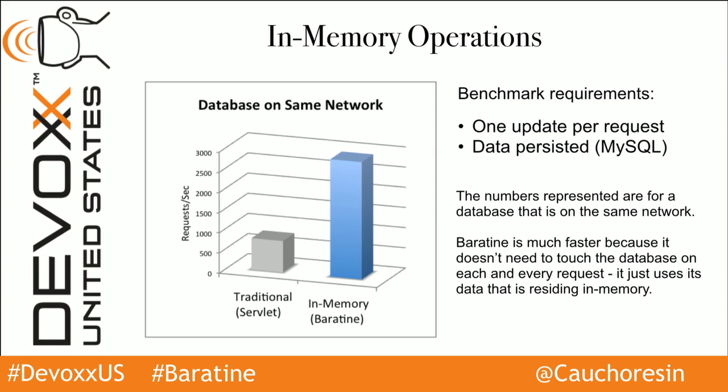So it does sound like a single thread is going to be less efficient than using a multi-threaded CPU. But what the data shows is that if we look at a database on the same network and we look at traditional servlet versus in-memory, and this benchmark was run with 1 update per request, the data was persisted to MySQL, Baratine is a lot faster because it's removing the database from the critical path. So everything is in memory, and the first request is actually slower than the second request because of the CPU cache and that utilization of a single thread.